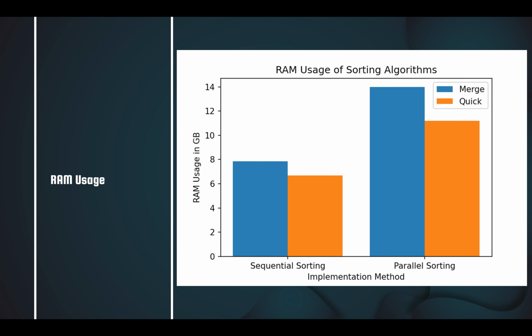The graph represented on screen shows the comparison between RAM usage in GB, that is gigabytes, of sequential and parallel quicksort as orange bars and sequential and parallel merge sort as blue bars. Bars on the left represent the sequential implementation and bars on the right represent the parallel implementation. From what can be observed, even though merge sort was the fastest, it consumes the maximum memory and is not efficient in terms of memory usage. Whereas the most memory efficient algorithm, that is sequential quicksort, provides unreliable results in terms of execution time.